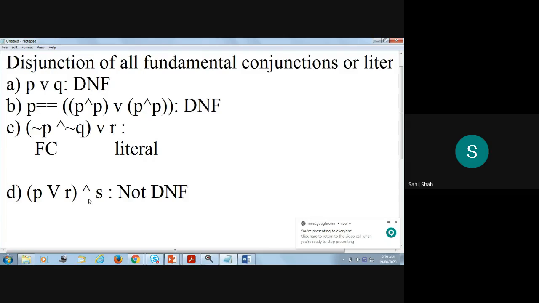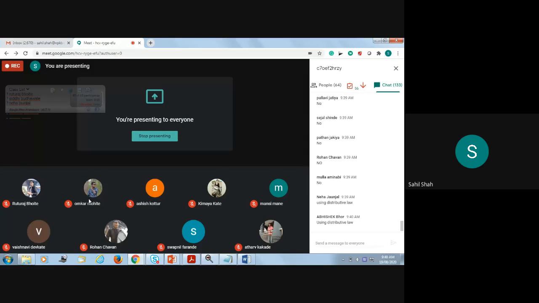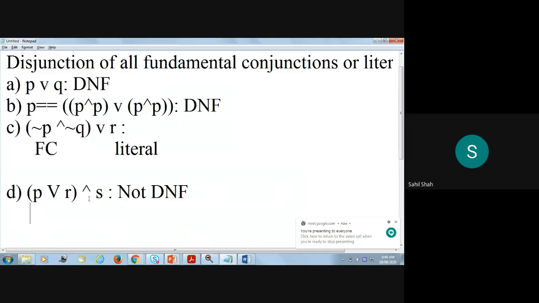But by making use of laws, we may convert this statement into disjunctive normal form. That is perfectly possible. You can convert, okay. But at this moment of time, this is not in DNF. Can you tell me how to convert this into disjunctive normal form? Can we convert using which law? Using distributive law. Perfectly fine. Neha and Abhishek are saying using distributive law. Again, there was some confusion in yesterday's class somewhere.